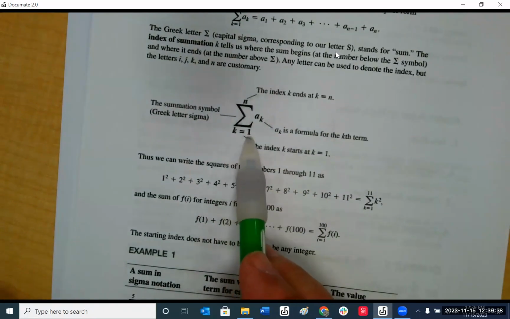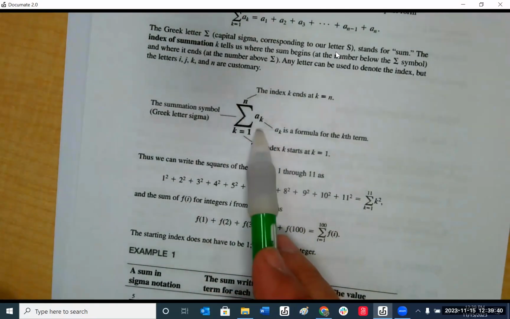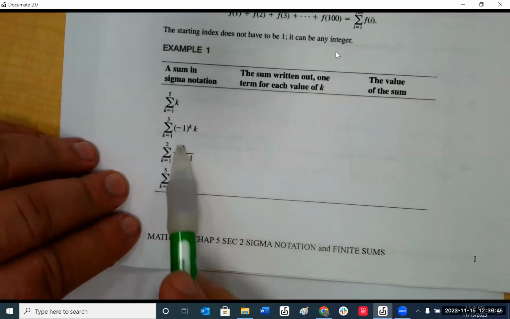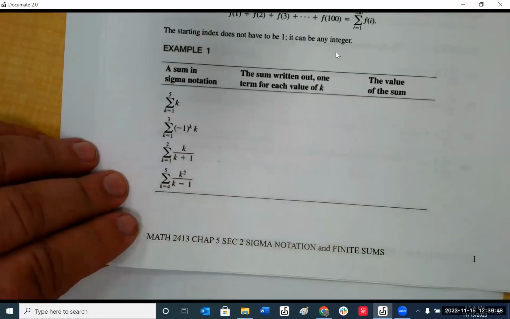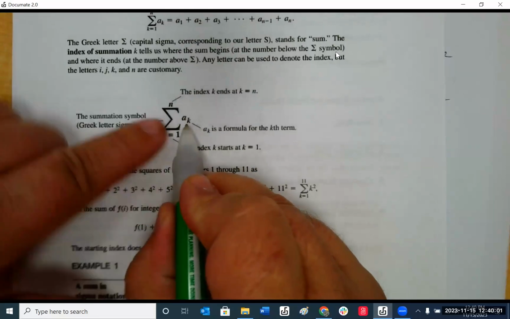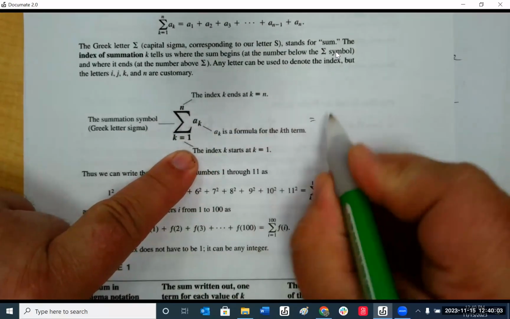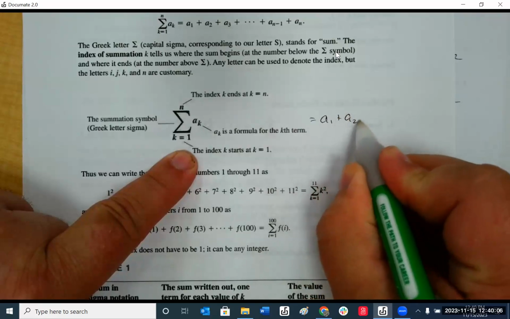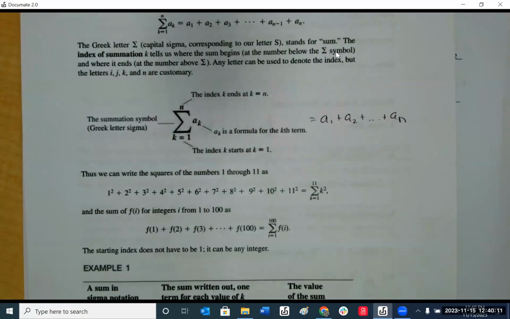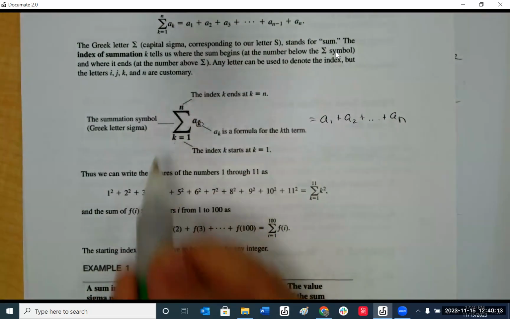So here's your index. You have your beginning point, your end point, and your function. So your first example will be, how would this look? Give me the first 5. It would be a1 plus a2. If I expanded it, it would be a1 plus a2 all the way to an, because the only thing that changes is my index.